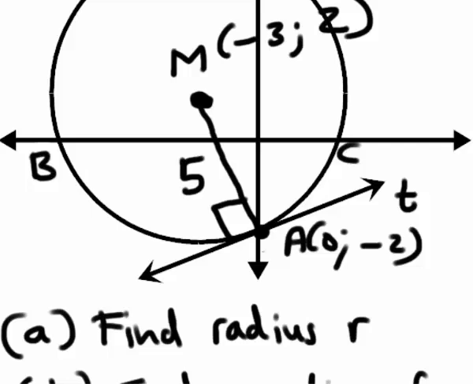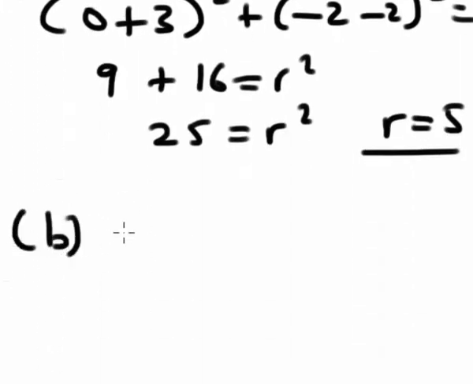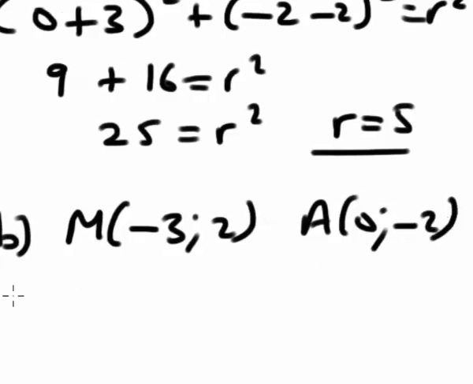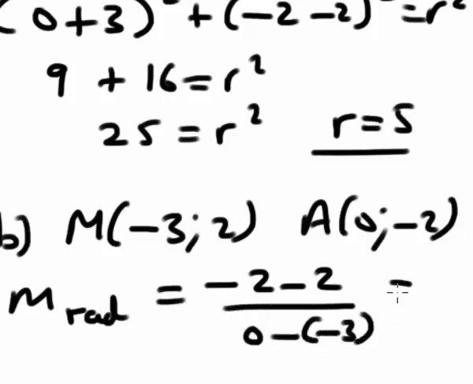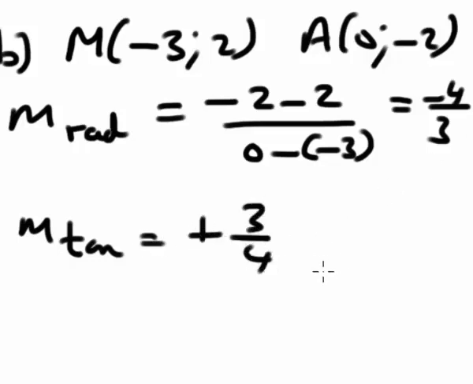So if you look at this, the gradient of the radius, I'm just going to write down the coordinates. The center there is (-3, 2), and then point A is (0, -2). So the gradient of the radius would be -2 minus 2 over 0 minus -3, which is -4 over 3. So your gradient of the tangent would then be plus 3 over 4 if you swap those around.